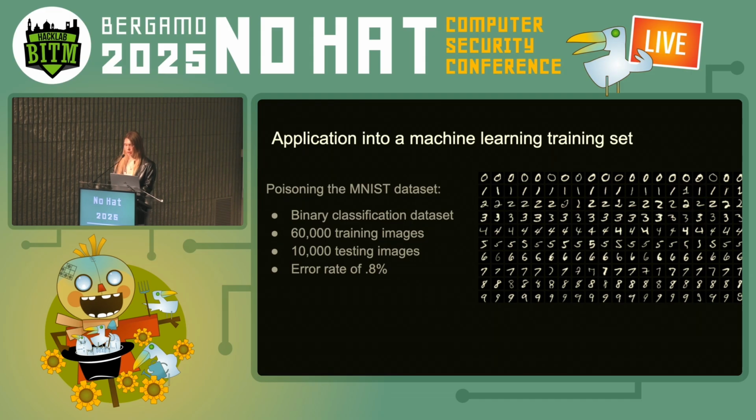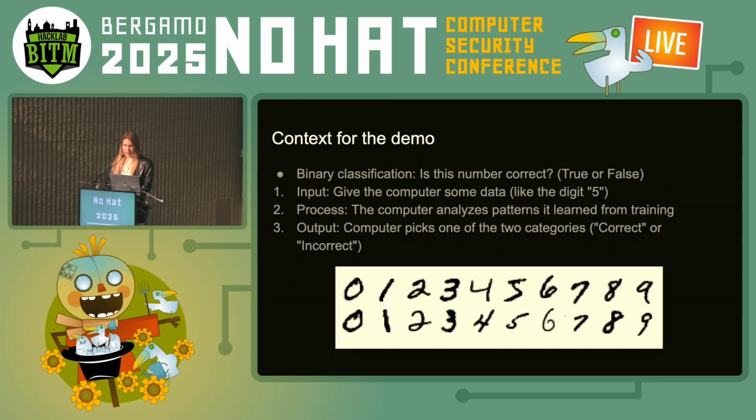We will poison the MNIST dataset, which is a standard binary classification training dataset. So this dataset has an error rate of just 0.8%, which is why it is so nice to experiment with, specifically data poisoning.